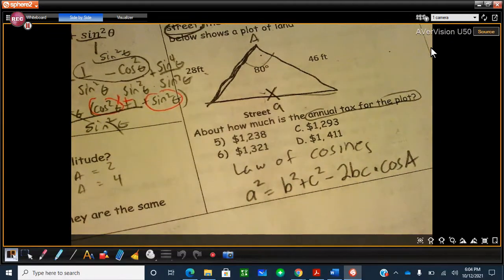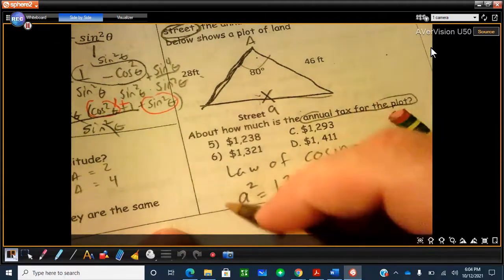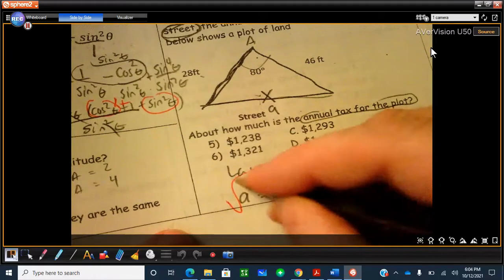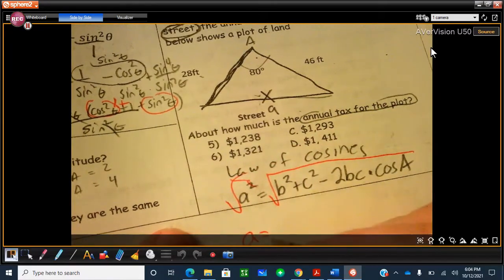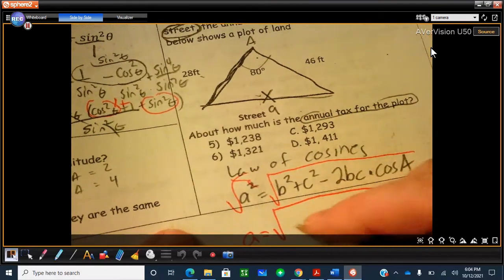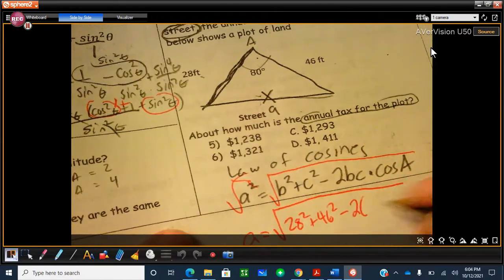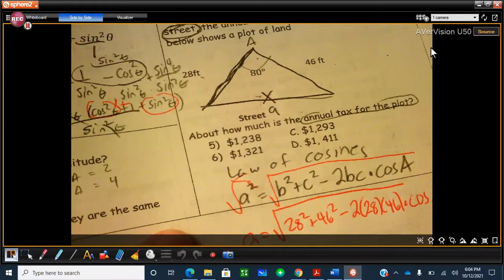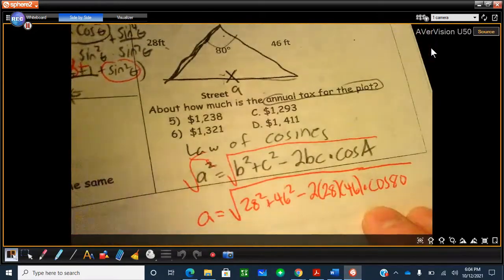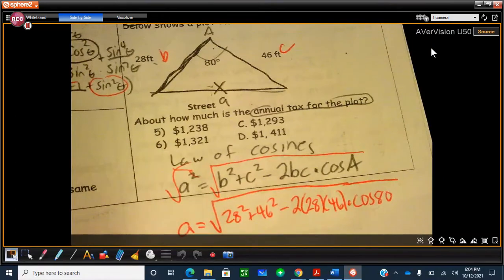And then when you finish this, square root, now when I get my answer, it's going to be a equals the square root. What is b squared? And it really doesn't matter what b squared is. So we're going to say 28 squared plus 46 squared minus 2 times 28 times 46 times the cosine of 80. And I'm going to put that all under the parentheses. And I got this from there. I guess I labeled this one B and that one C. So that's where I got those from.